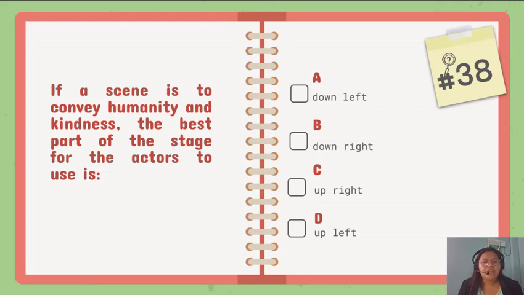Number 38. If a scene is to convey humanity and kindness, the best part of the stage for the actors to use is A. Down left, B. Down right, C. Up right, or D. Up left. The correct answer is B, because the down right part of the stage is intimate, warm, and strong. This is excellent for love scenes and scenes of humanity and kindness.